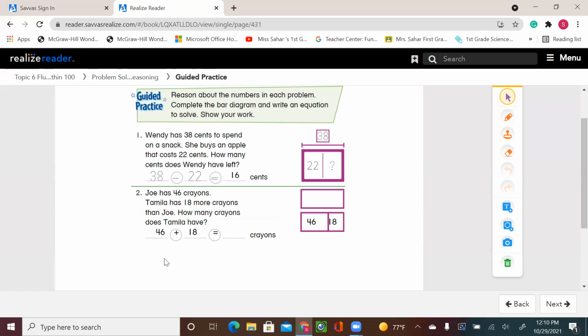So now I can just easily add my 2-digit numbers and put my answer here. The total will be adding the 2 parts to get my total. So 46 plus 18 equals 64. For your addition, you can use any strategy you like. You can use your 100 chart, you can use your open number line.